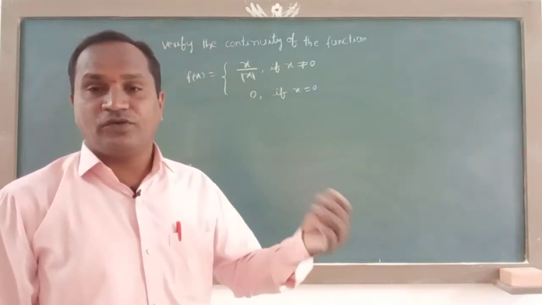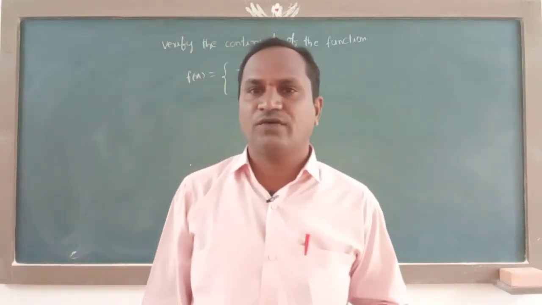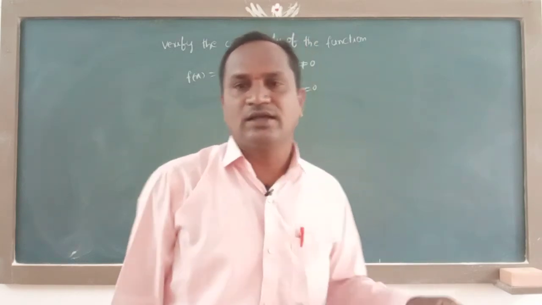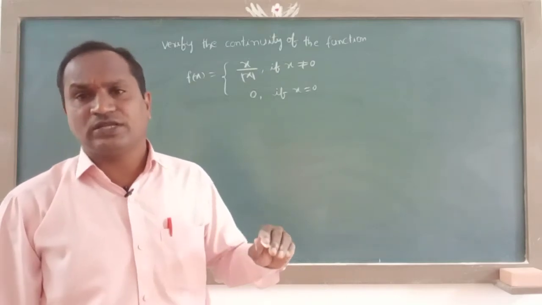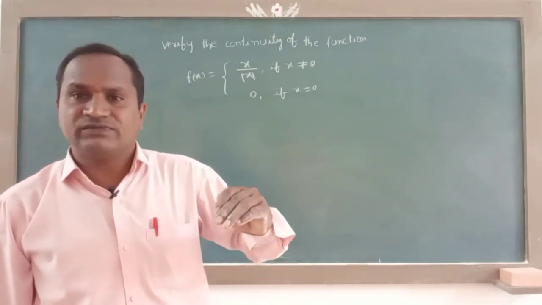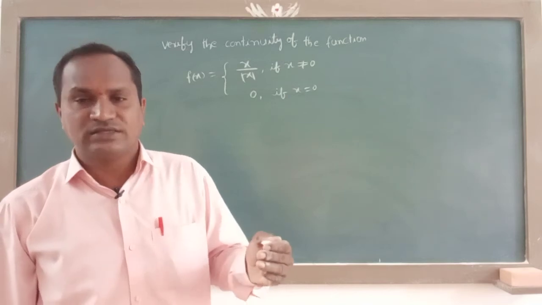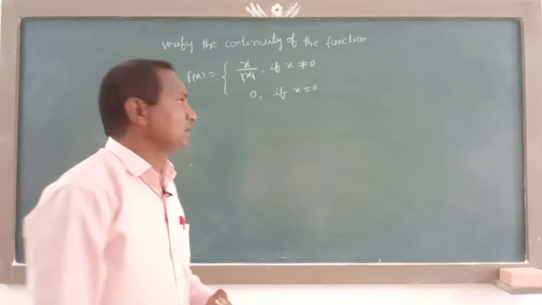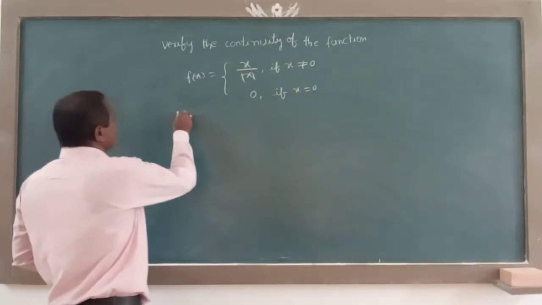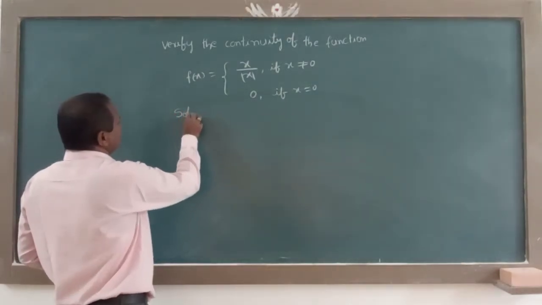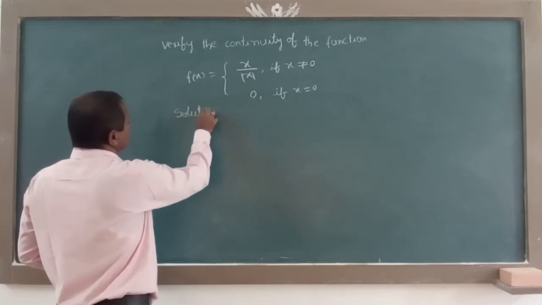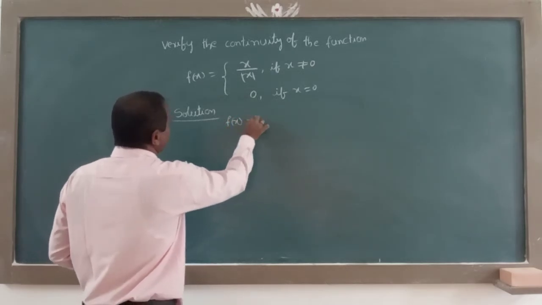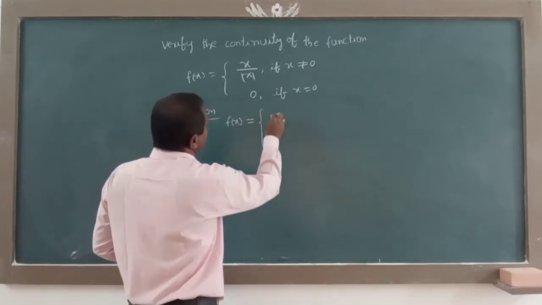Before this, I gave the function f of x is equal to modulus of x by x. Here it is x by mod x. The solution is the same. Similarly, the same way we solved the previous question, we are going to solve this question. First, modify the given function f of x equal to x by mod x.